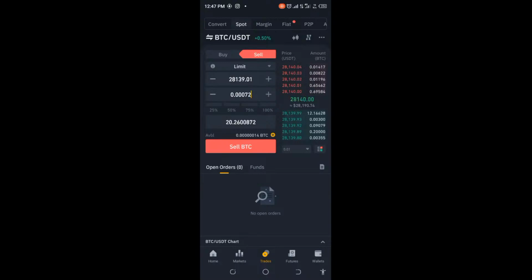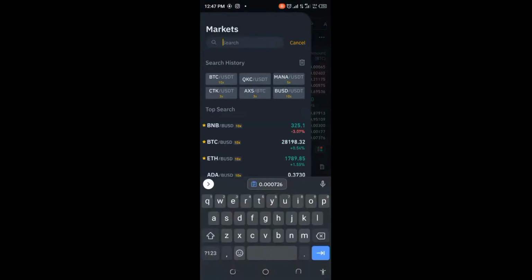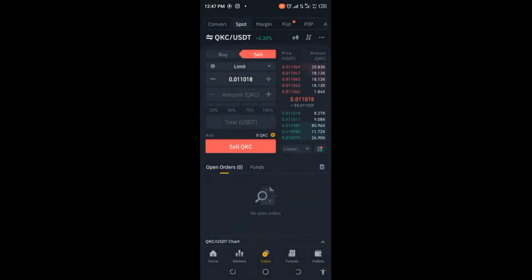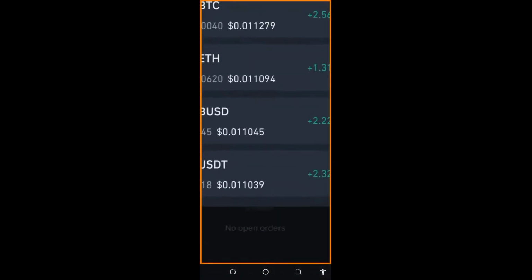Okay, so let's go ahead and go straight to our QKC USDT. But before we go ahead, let's make sure that everything is still intact. We want to make sure that everything is still intact. So what do we have here?